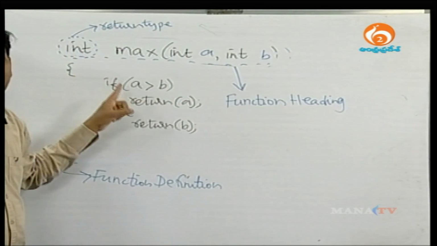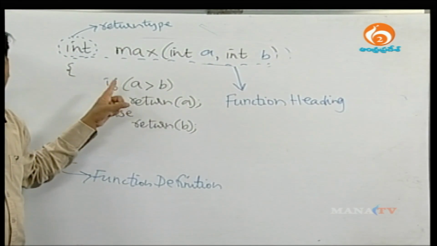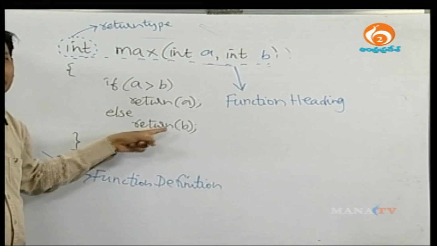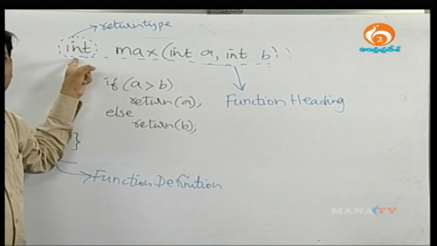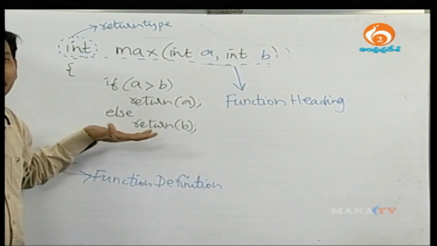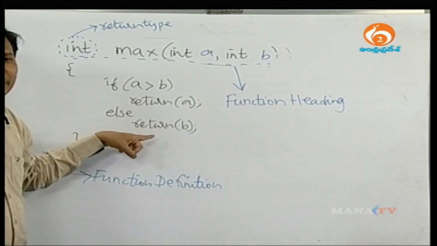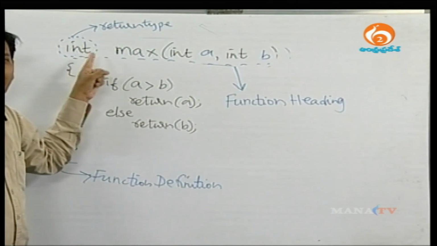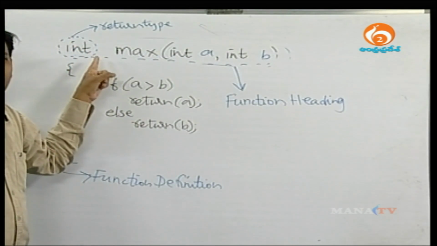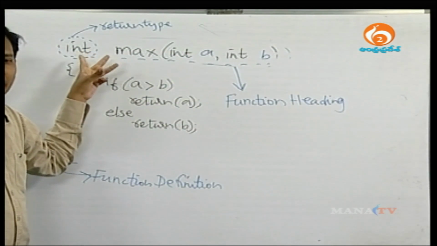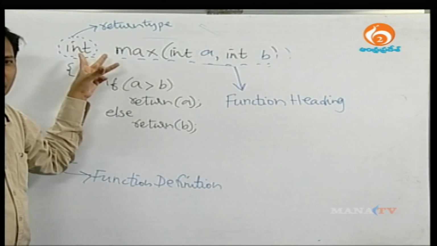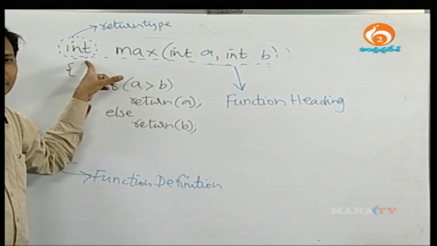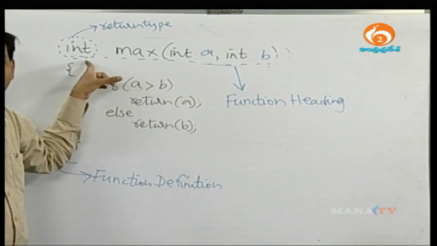Okay. If I am returning a float value, the return type should be float. If I am returning a character, the return type should be character. If I am returning a pointer, the return type should be data type star. Star should be there. If you are not returning anything, we have to write void.